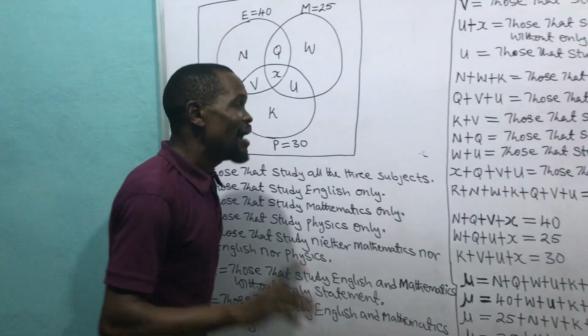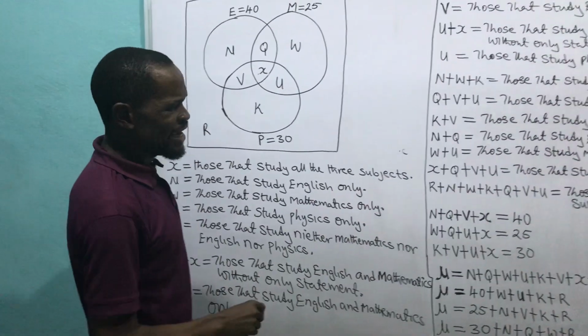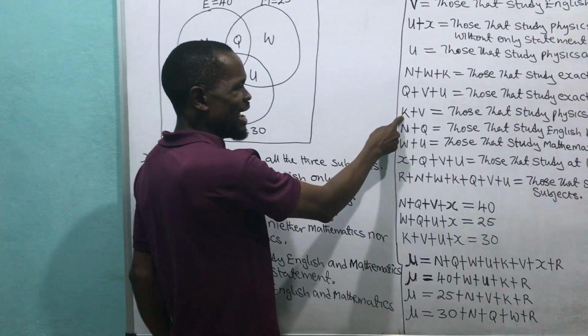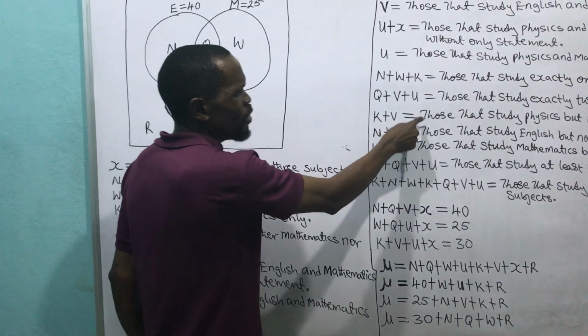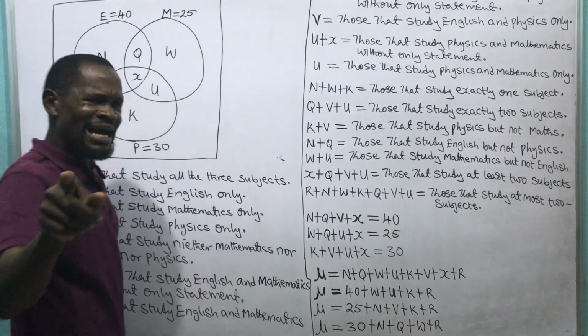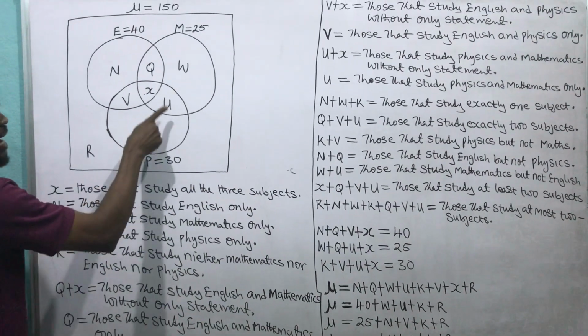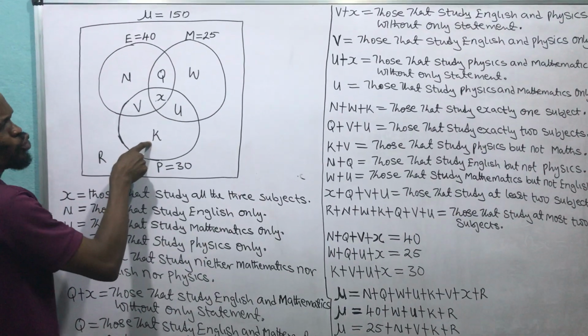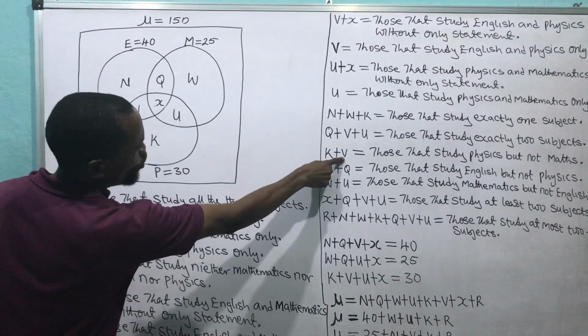That one clear. I come back again to say that K plus V equals those that study physics but not mathematics. Look at what I'm talking about. I'm talking about K plus V.